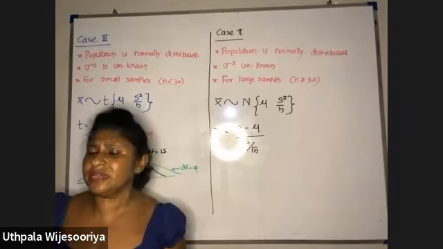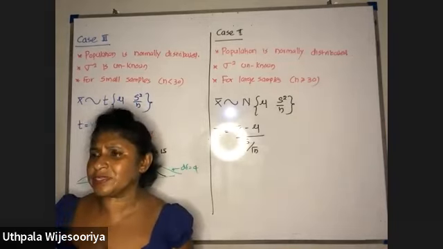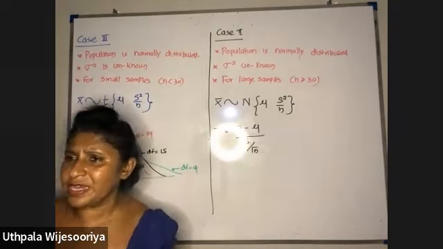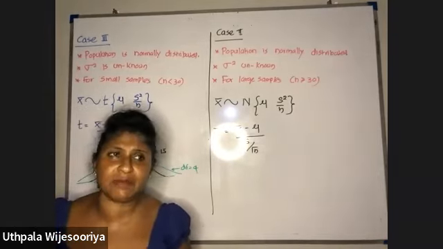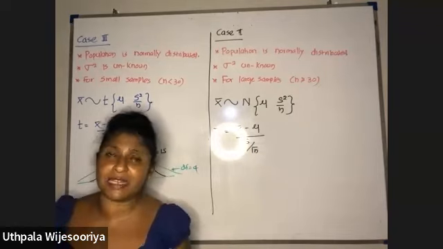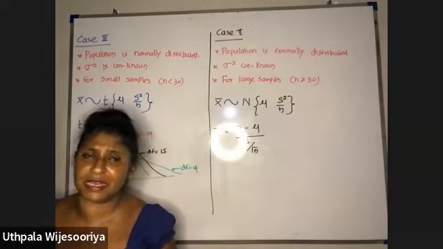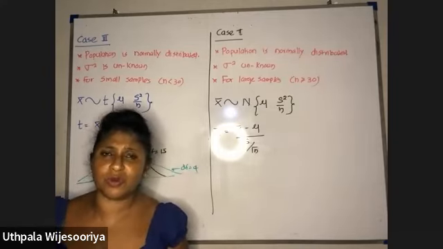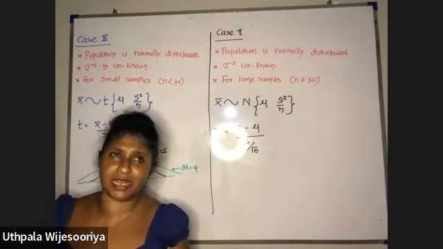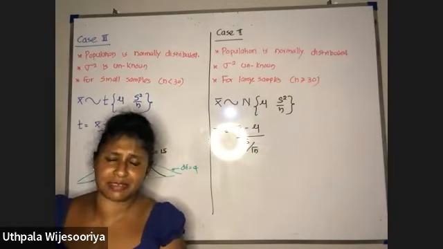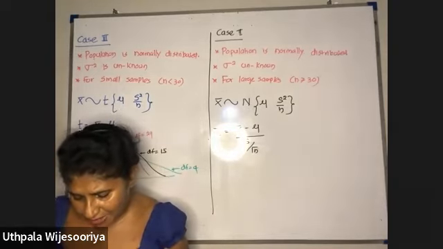So once we draw samples from a non-normal population, the properties of the sampling distribution are given by one particular theorem, which is known as the central limit theorem. So when you are sampling from a non-normal population, what is the central limit theorem?